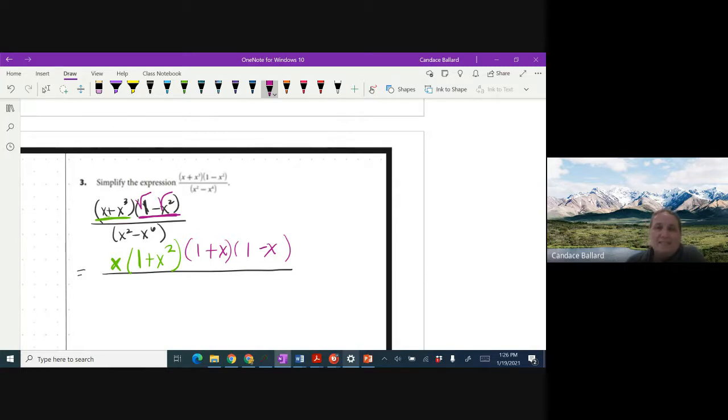All right, let's take a look at the denominator now. The denominator is going to have us do factoring a few times. So the very first thing we're going to look for in that denominator is the greatest common factor. Is there one? And if so, what is it? What is my greatest common factor?